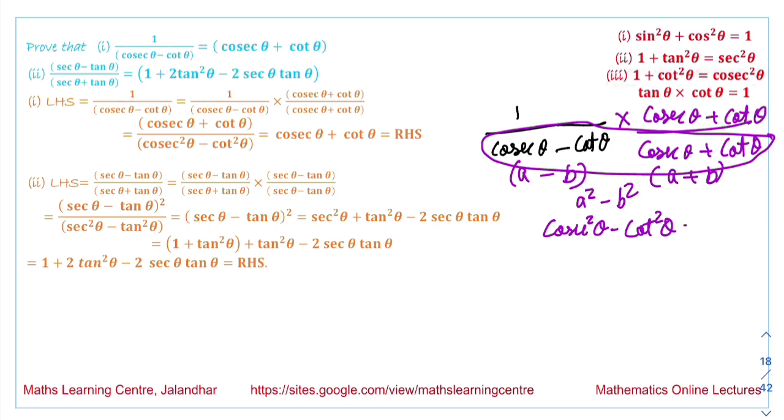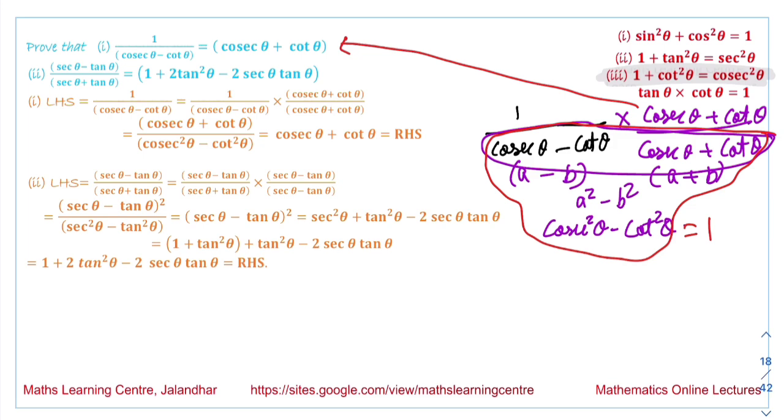Now from this third identity, what is cosecant square theta minus cot square theta? This is equal to 1. So this denominator will be equal to 1, and the answer we are left with is cosecant theta plus cot theta.